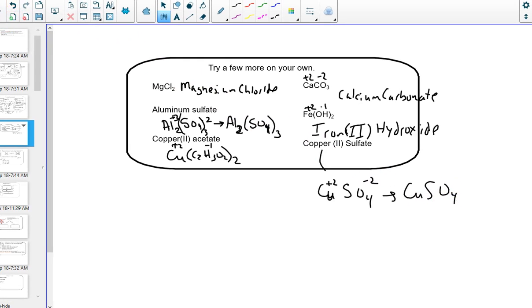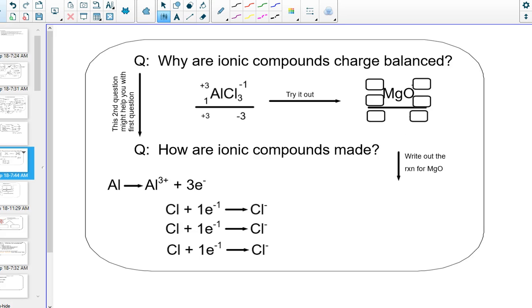Now the next page is a little bit more about how we actually get these. How does this happen, like on a molecular level? How do we get this thing to form? Well, why are our ionic compounds charge balanced? Why is it always equal to 0? Well, it turns out that the protons and the electrons in nature are pretty much equal.